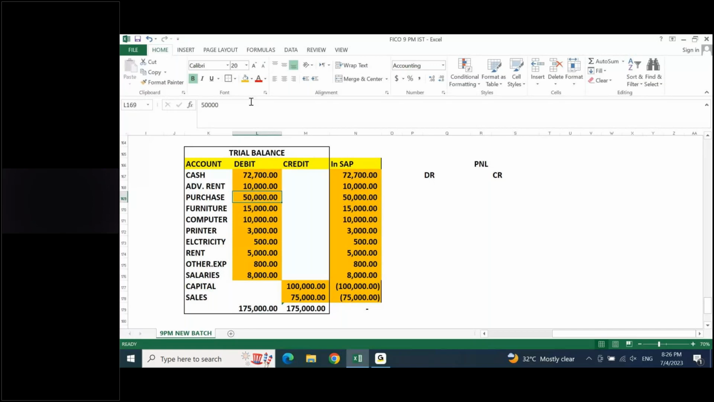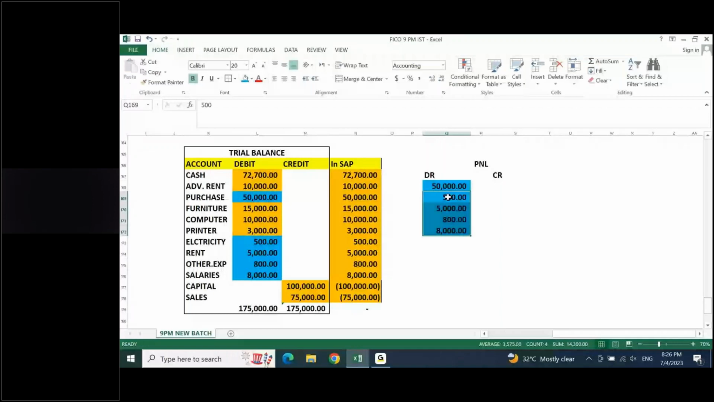Any other expense? Purchase is an expense. Electricity, rent, other expense, salaries. These 4 are also expenses. Correct? So I will copy this. I'll put this on the debit side. Similarly, these things on the debit side. These are my P&L debits.